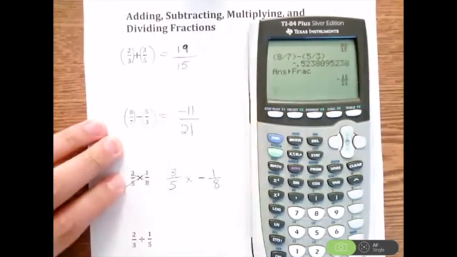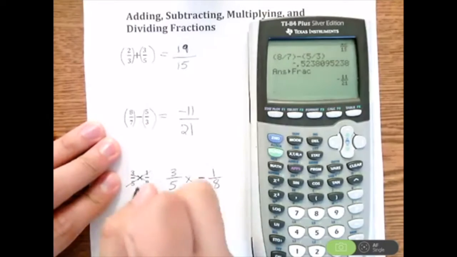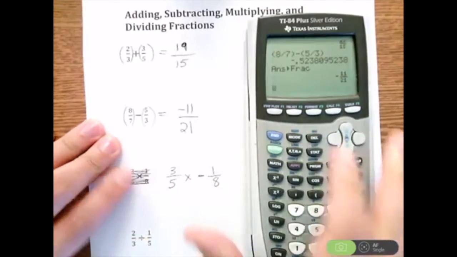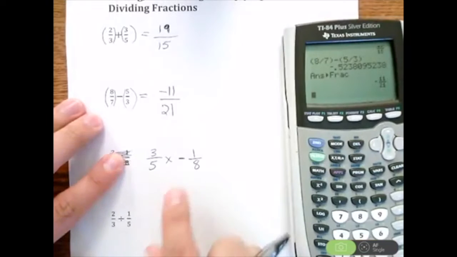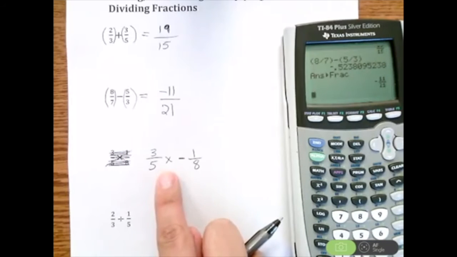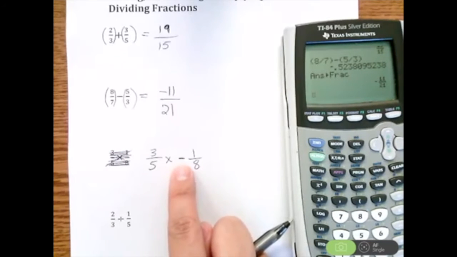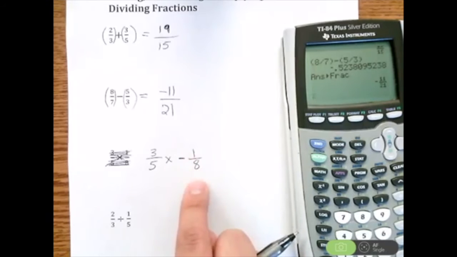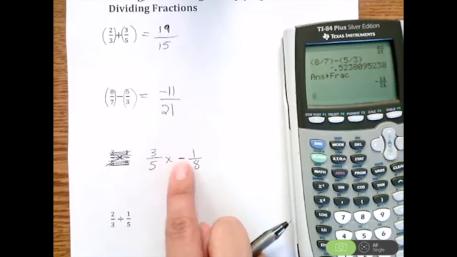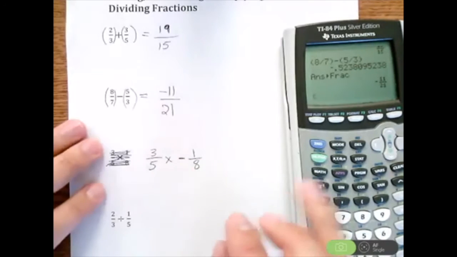over 21. Now you'll see this third problem I changed a little bit because I want to point something out to you. This next one I have 3/5 times negative 1/8. This is my math operation, so that means this is a negative. A lot of times students see this and say, well, it's right in the middle, I don't really know what to do with it.